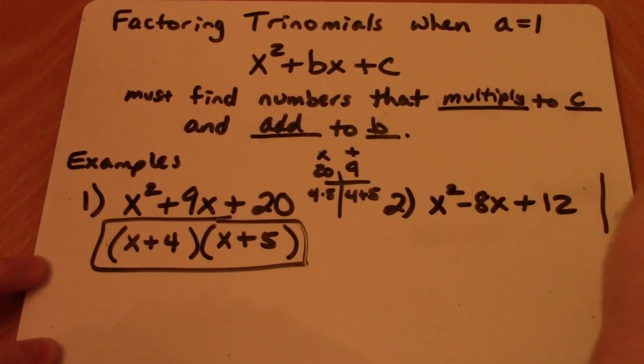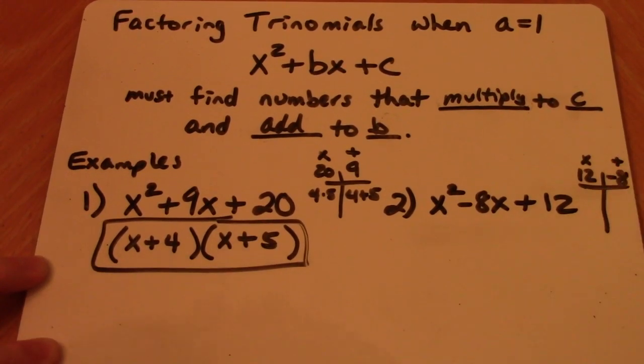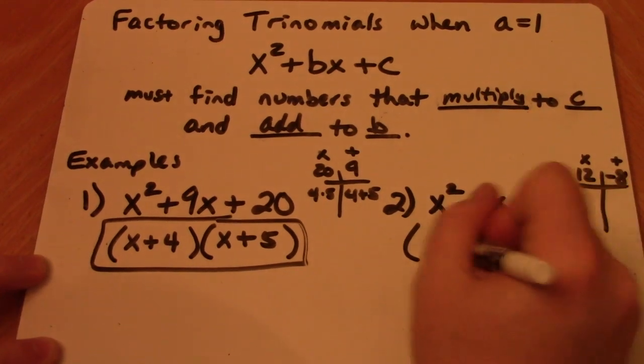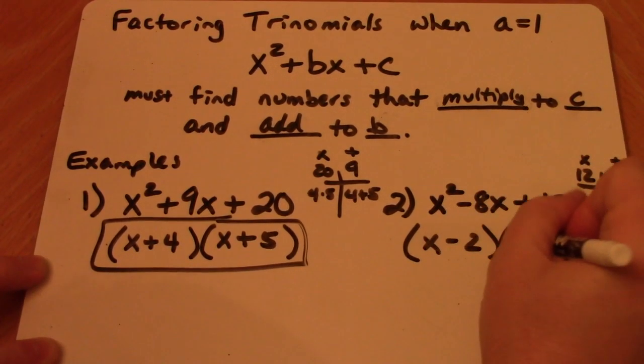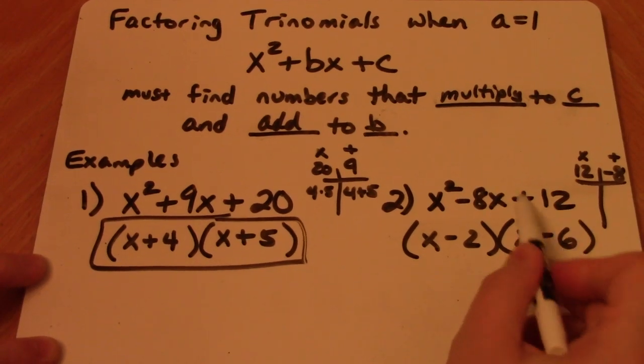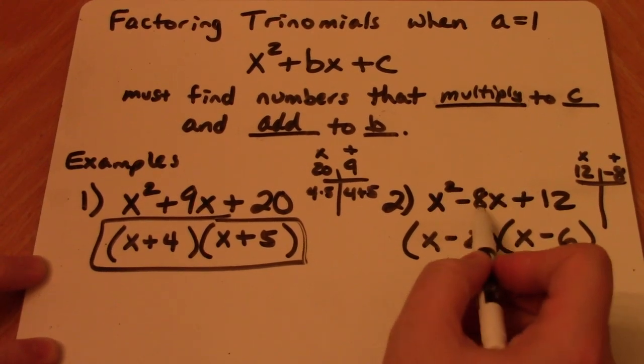On the next one, we are looking for a pair of numbers that multiplies to 12 and adds to negative 8. That would be negative 2 and negative 6. So we would have x minus 2 and x minus 6. Again, negative 2 times negative 6 is positive 12. Negative 2 plus negative 6 is negative 8.